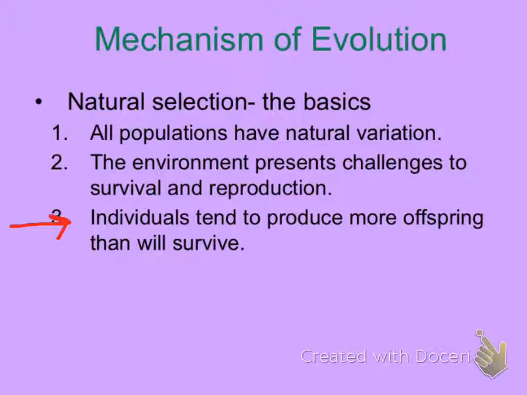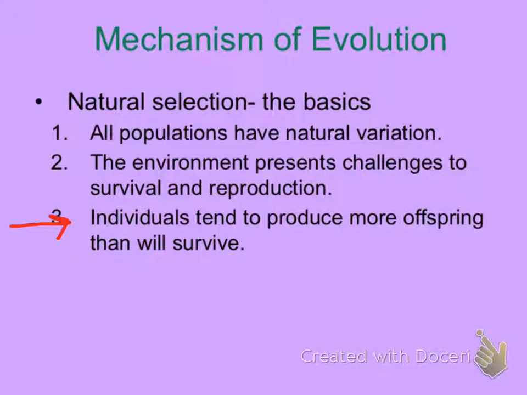Those babies might meet a neighborhood cat. They might meet my dog. They might meet a car. They might meet a lawnmower. They might meet a disease. They might just starve to death. Life is hard. And there tend to be a lot more offspring born than will actually survive. Many will die.